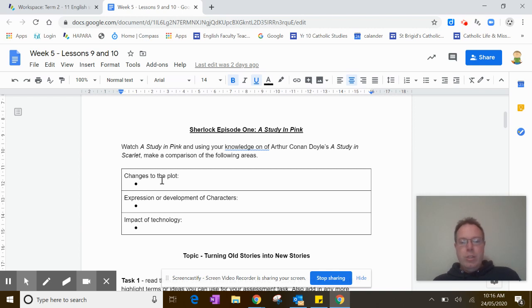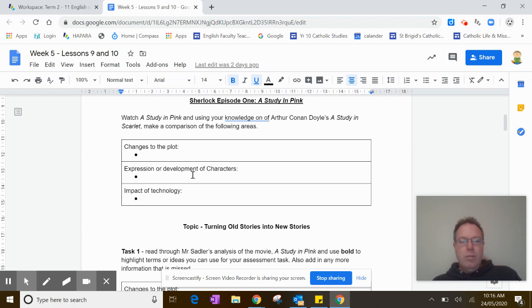What are the clear changes in the plot? So what happens in the story that doesn't happen in A Study in Pink? Obviously we've crossed time periods, we've crossed countries. America doesn't appear in this story, for example. And we also have a different society from London. London has obviously changed in 100 years. So with that comes a change in the actual plot, the storyline.